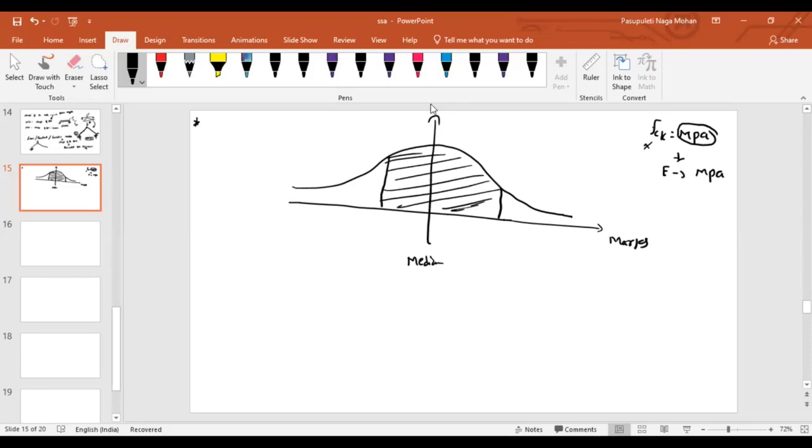In this range, even if your marks are plus or minus 1, it won't make much of a difference. But see this range. In this range, even if your marks are around plus or minus 0.5, a lot of people will come here. Your target is that you should not fit in this range.